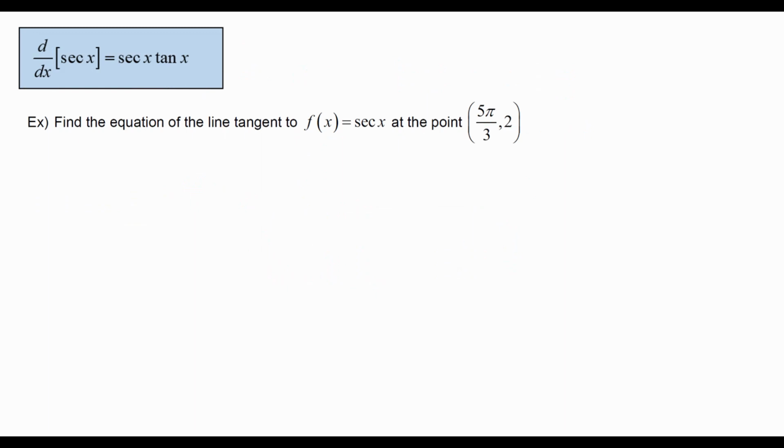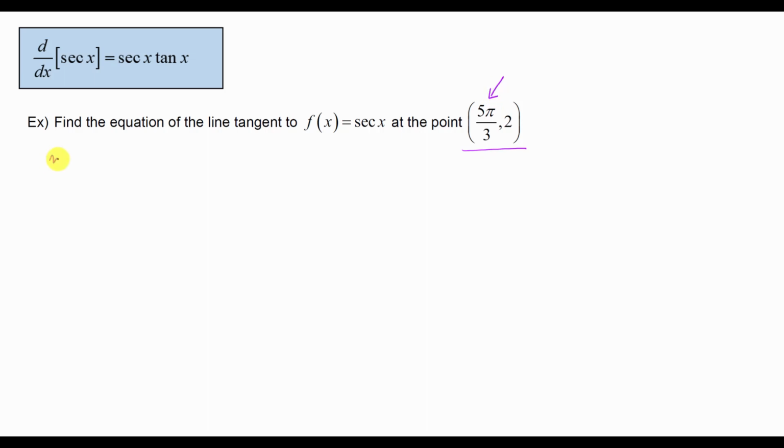You better memorize that the derivative of secant x equals secant x tangent x. Find the equation of the line tangent to f of x equals secant x at the point 5 pi over 3 comma 2. Can we find the equation of a tangent line? We have done it before. Let's do it. To find the equation of a tangent line, we need slope and a point. The point, they gave it to you. I just need the slope. And to find the slope at this point, I need to find the derivative, the slope function.